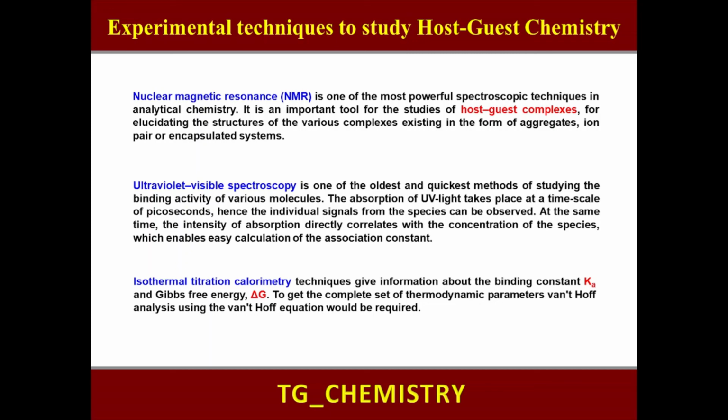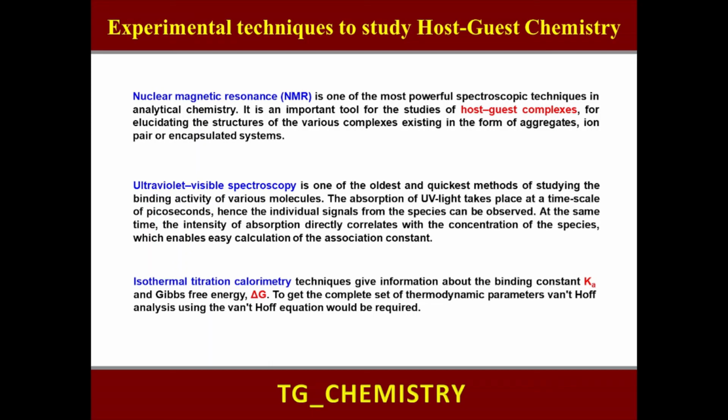So to analyze them, we need to have NMR data of the ion pair or encapsulated system, wherever they may be. So to find that aggregate or segregation, we need to have the NMR data of the host guest complex. Another technique is ultraviolet and visible spectroscopy, which is one of the oldest and quickest methods for studying the binding activity of various molecules.